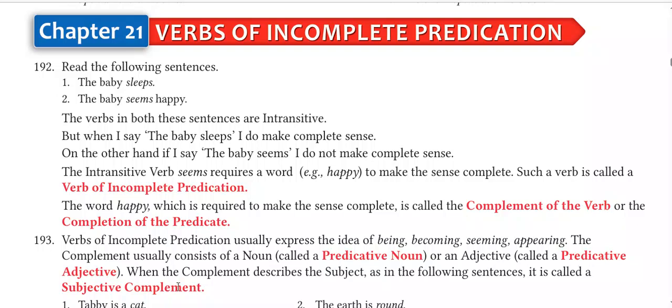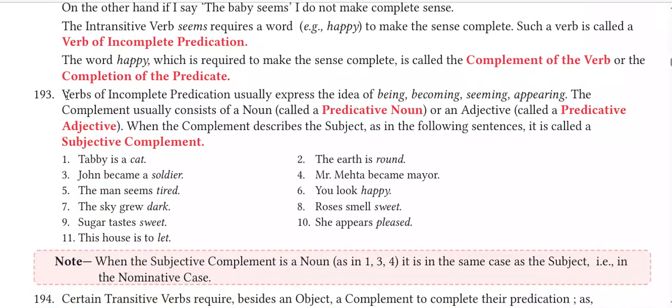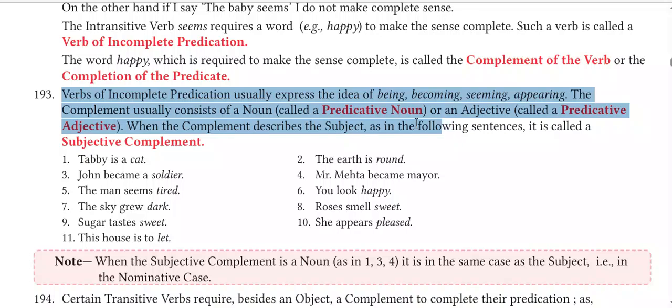Now coming to some more points, verbs of incomplete predication usually express the idea of being, becoming, seeming, appearing. The complement usually consists of a noun, a predicate noun, or an adjective, a predicative adjective. When the complement describes the subject, as in the following sentences, it is called the subjective complement.